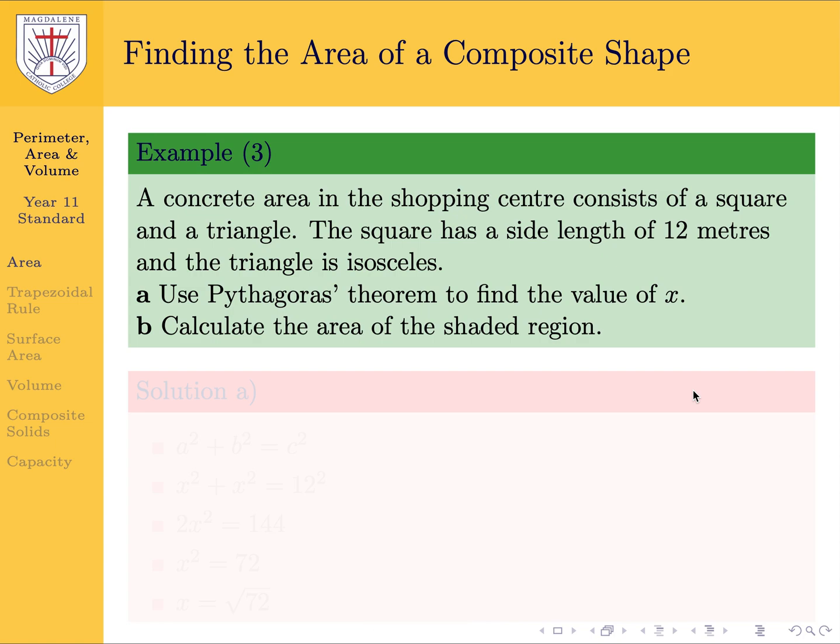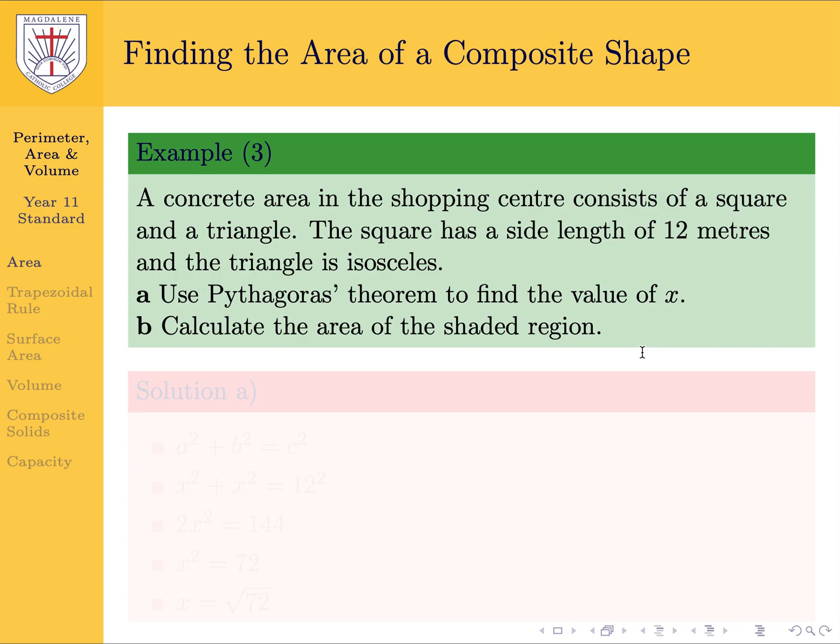So, for the first example we'll look at today, there's a concrete area in the shopping centre, and it consists of a square and a triangle. The square has a side length of 12 metres, and the triangle is isosceles. So you need to use a bit of your understanding of these words in order to answer this question. There are 2 parts. A, use Pythagoras' theorem to find the value of x, and B, calculate the area of the shaded region. So for part A, use Pythagoras' theorem.